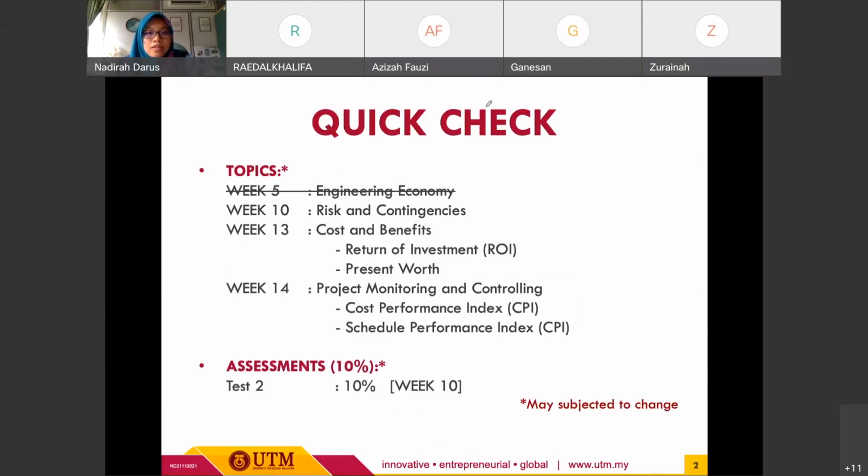Okay, so this is our quick chat regarding the topics for my part. Previously I have covered the engineering economy topic, which has been covered in our test just now. So this one is already done for the assessment part for my topics. Today we will continue with risk and contingencies, and the rest I will cover two more topics: cost and benefits, and also project monitoring and controlling.